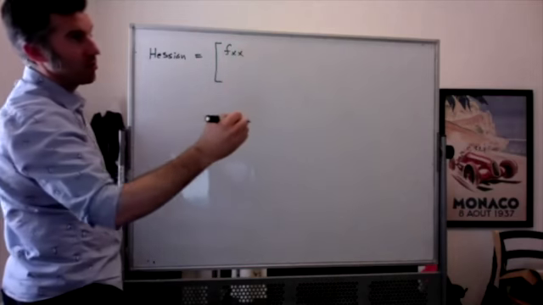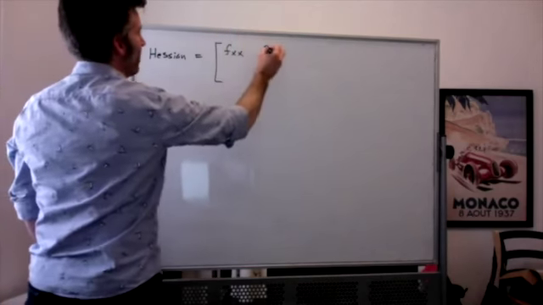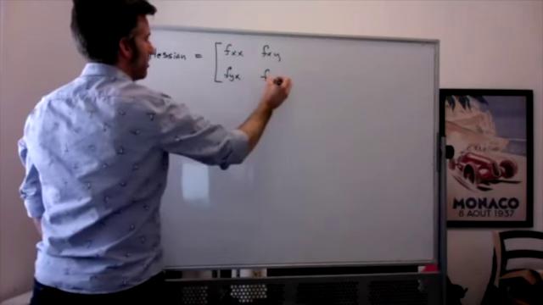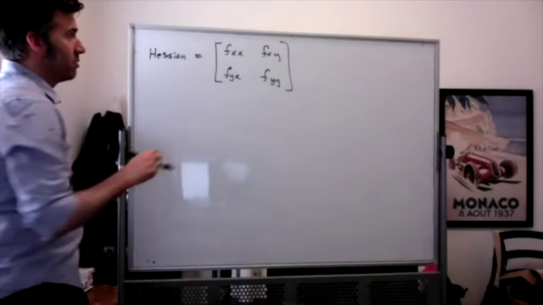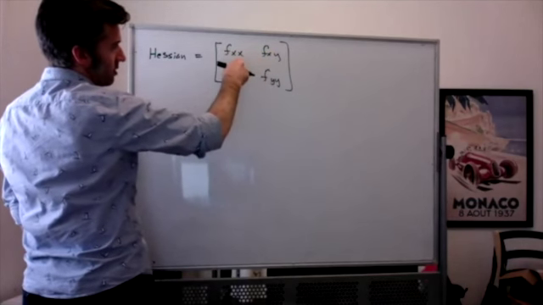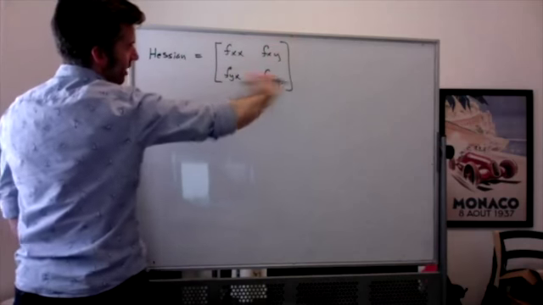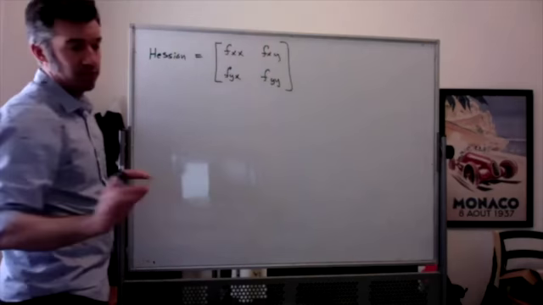fxx. I don't remember which order it goes. It doesn't really matter. I mean, it matters a little bit, not a lot. So there's your Hessian, partials with respect to x first, and then x and y. So basically, the rows are partials with respect to x first, y first, and the columns are partials with respect to x second, y second.